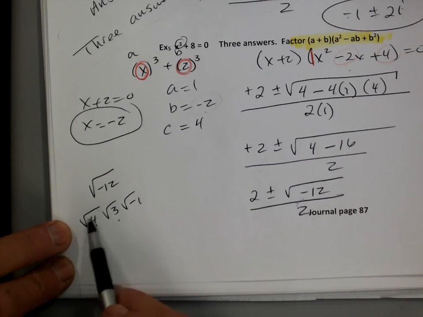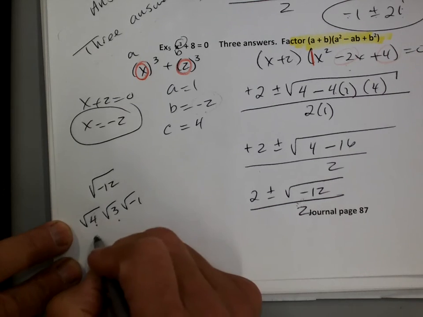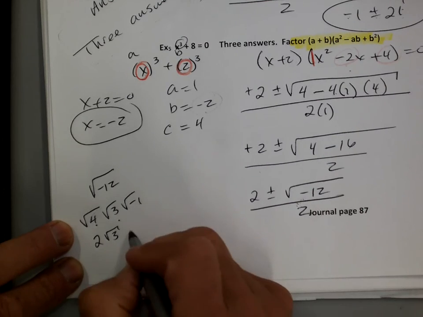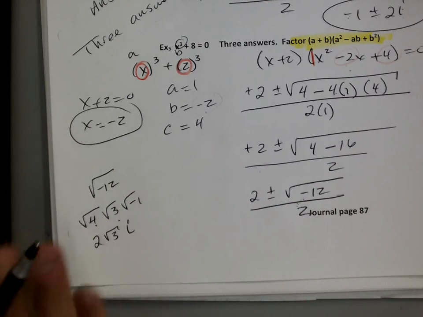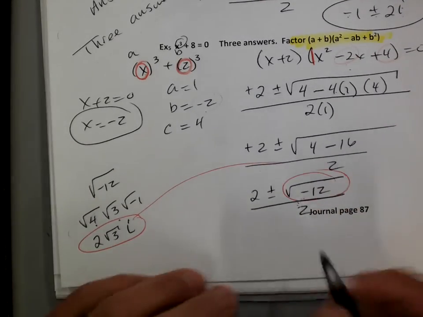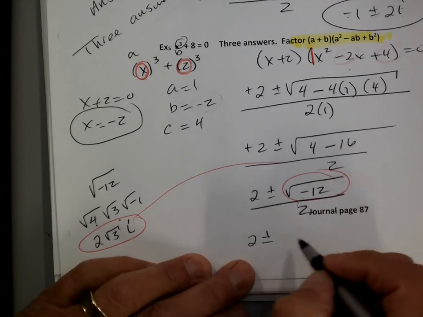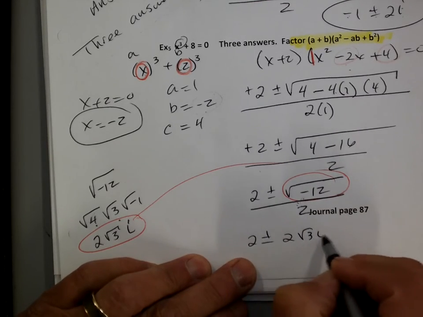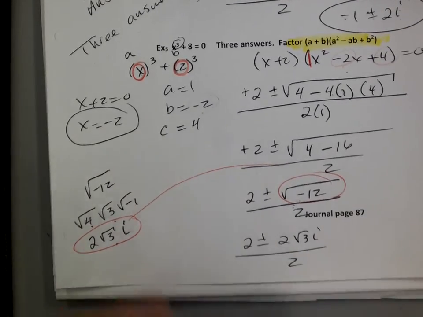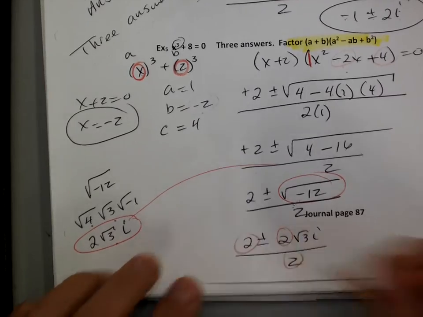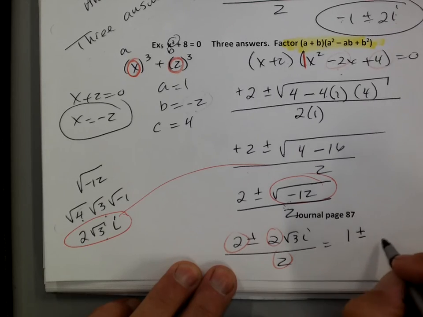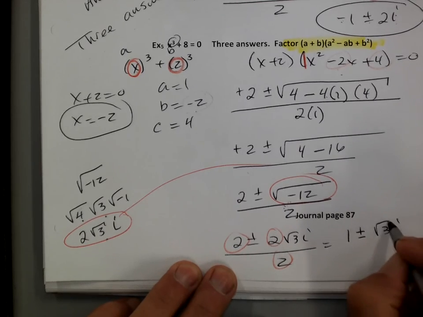Now I wanted the 4 because I can take the square root of 4. So we change this to 2 square root of 3, because we can't take the square root of 3, it's an ugly number, times i. Let me rewrite it. I've got 2 plus or minus 2 square root of 3 i, over 2. Then I'm going to reduce my 2's, and I'll have as an answer 1 plus or minus the square root of 3 i.